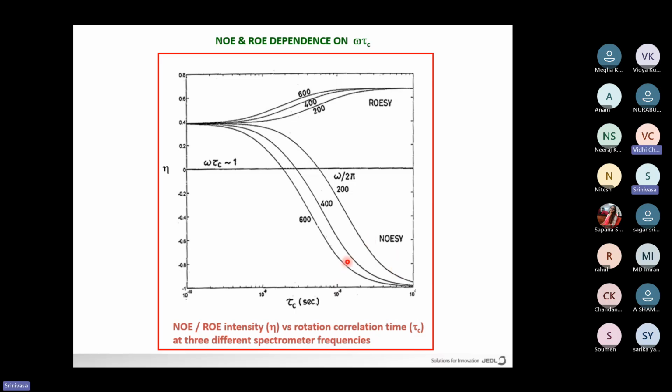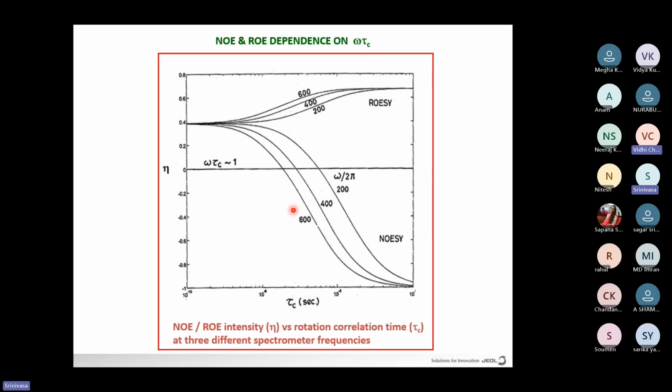Sometimes I have seen that some people start complaining that my NOESY is not giving different colors, it's giving the same colors. It depends on the molecular dynamics also. It depends not only on how you do the representation, but mainly on the molecular dynamics side. So this is the major reason why we are not getting a NOESY.